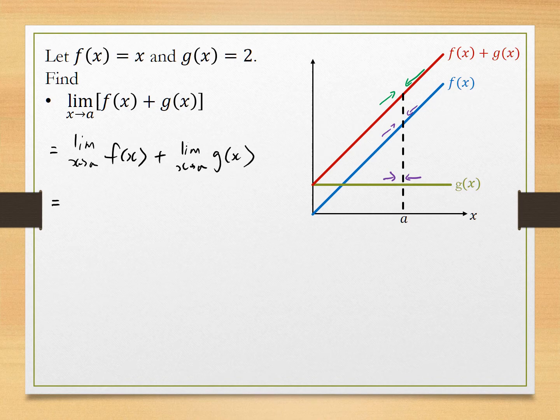Here's the part where you can now use the direct substitution rule. Because f(x) is x, which is a polynomial, and g(x) equals 2, you can also say that's a polynomial, right? It's just a constant term. So this would be a and 2. For illustration purposes, I would write down that it's by direct substitution rule, but in the exam you don't need to do that. You just use it.